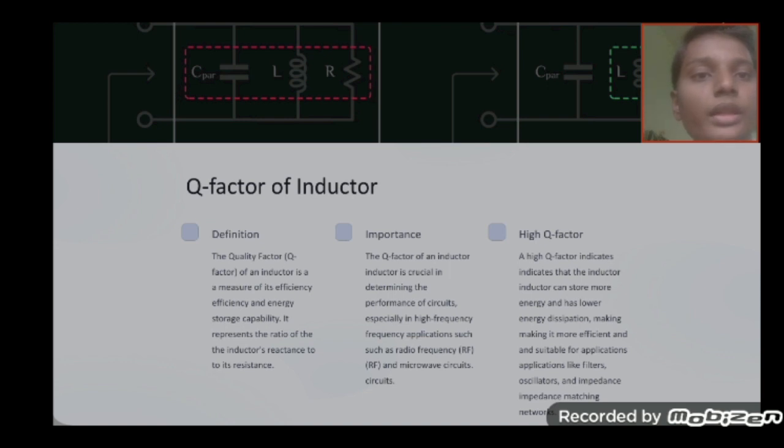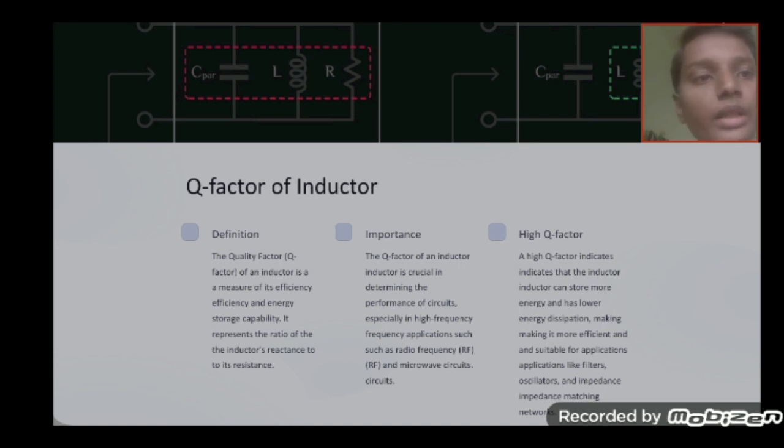Q factor of inductor. Definition. The quality factor of an inductor is a measure of its efficiency and energy storage capability. It represents the ratio of the inductor reactance to its resistance. Importance. The Q factor of an inductor is crucial in determining the performance of circuits, especially in high frequency applications such as radio frequency and microwave circuits.